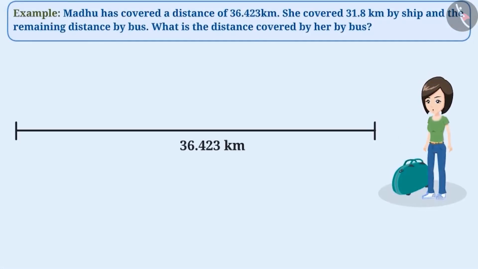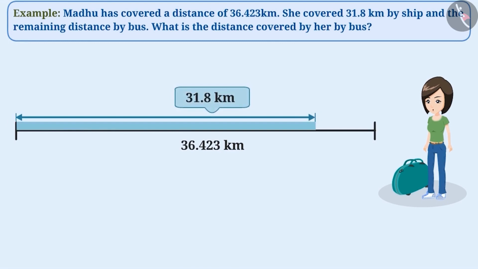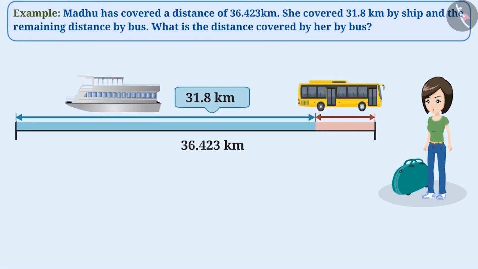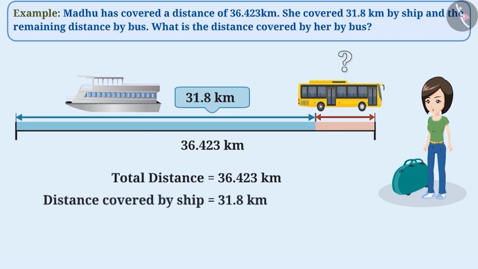Madhu has covered a distance of 36.423 kilometers. She covered 31.8 kilometers by ship and the remaining distance by bus. What is the distance Madhu had covered by bus? From the example, it is clear that Madhu has covered a total distance of 36.423 kilometers. Out of this, she covered 31.8 kilometers by ship. We need to find the distance covered by her by bus.